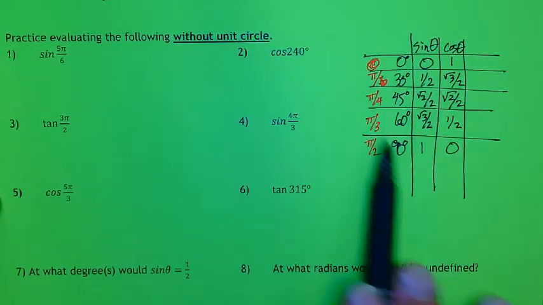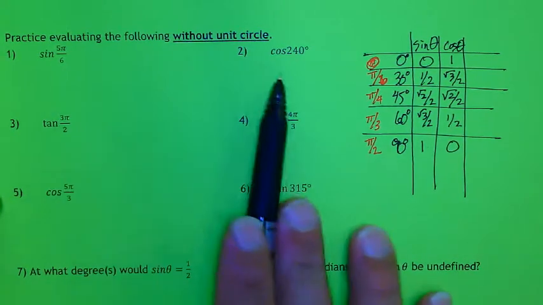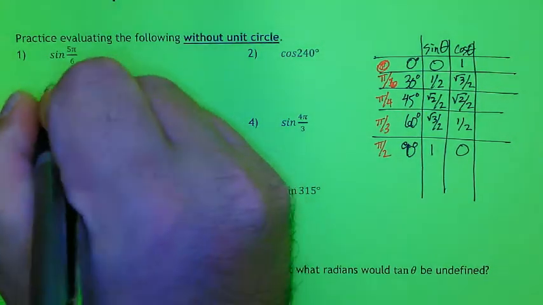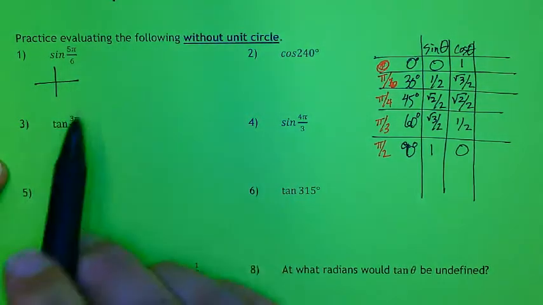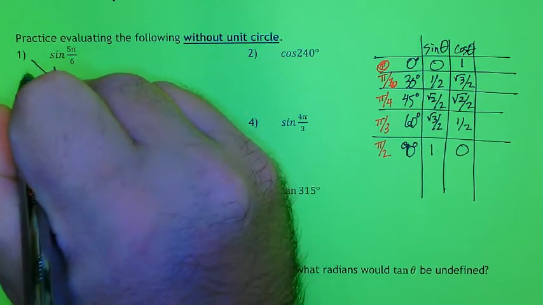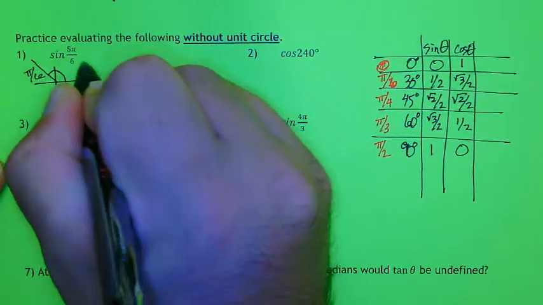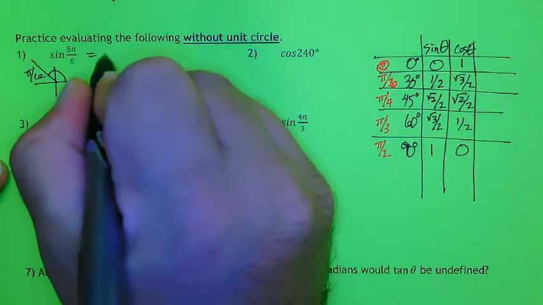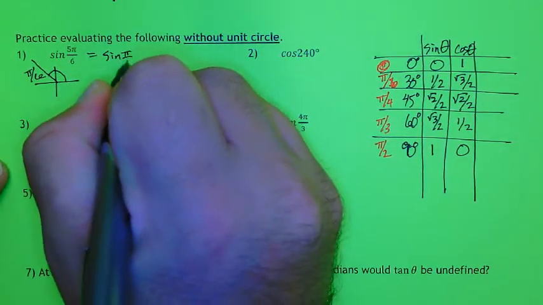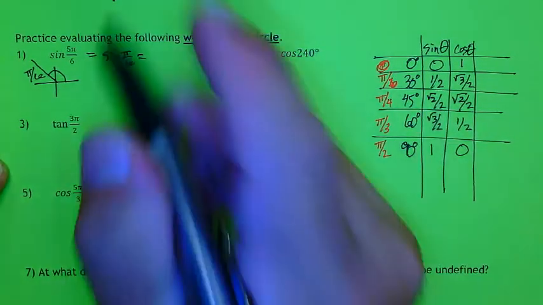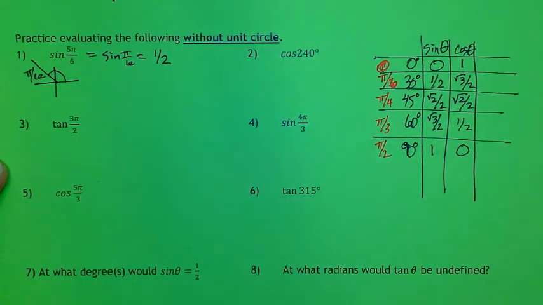This is the part that really matters. Then we can evaluate everything simply by knowing the reference angle and the quadrant. 5 pi over 6, second quadrant, reference angle pi over 6. So the sine of 5 pi over 6 is the same as the sine of pi over 6, which is 1/2.